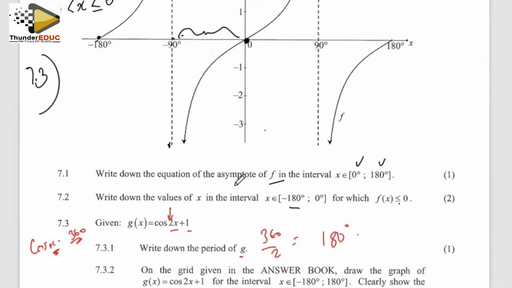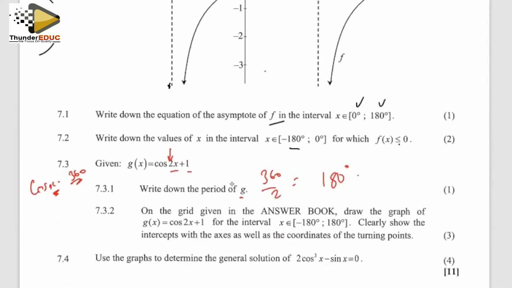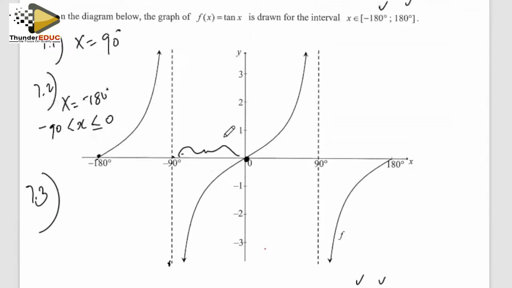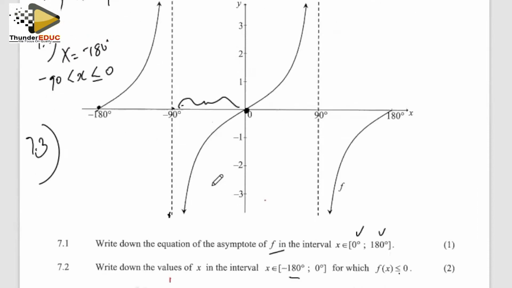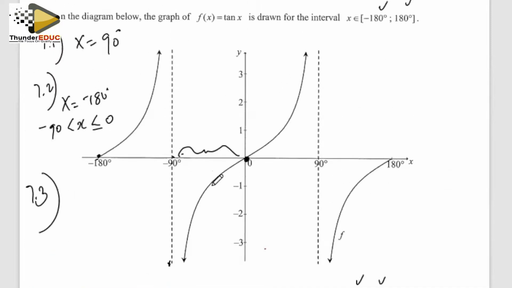7.3.2, I'm just going to plot it there. On the grid in the answer book, they want us to draw this graph using the same interval. We must show the intercepts as well as the coordinates of turning points. So just follow the same criteria of how you plot your graphs with the calculator: Mode, and then Table, and then punch in everything. So what I did, because these intervals of 90 are so big, I used 45 as my step. This helps me in quickly having a smooth graph thereof.